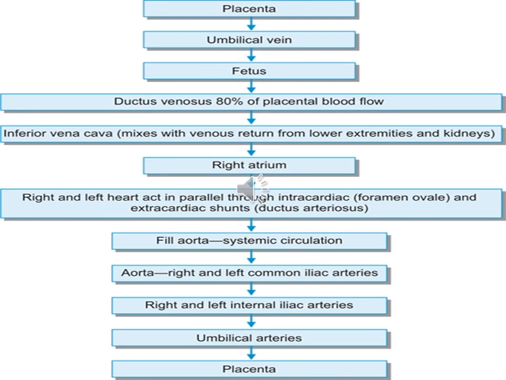The diagram exactly summarizes what occurs with the events of fetal circulation. Here's the placenta, where the blood is carried from the umbilical vein to the fetus. This is 80% saturated blood, carried to the ductus venosus to the inferior vena cava, and in the inferior vena cava, the blood mixes with blood from the lower extremities and kidneys, going to the right atrium. The right and left atria act in parallel through the intracardiac opening, the foramen ovale, and the extracardiac shunt, the ductus arteriosus.